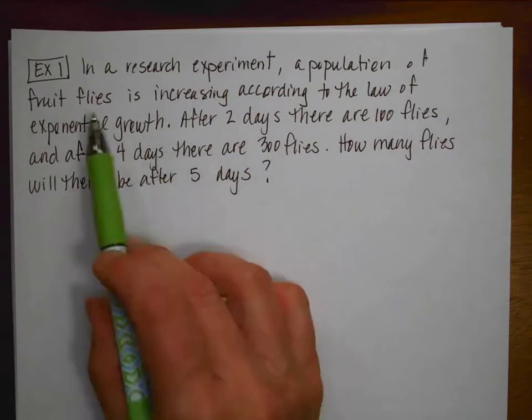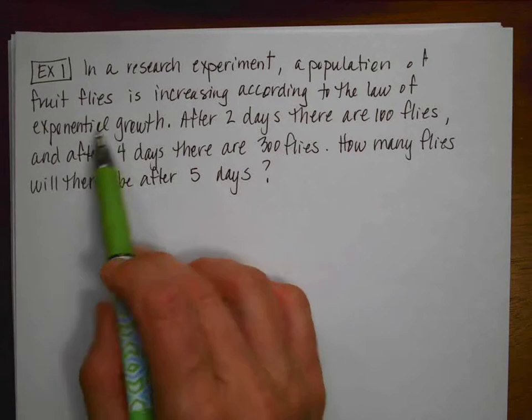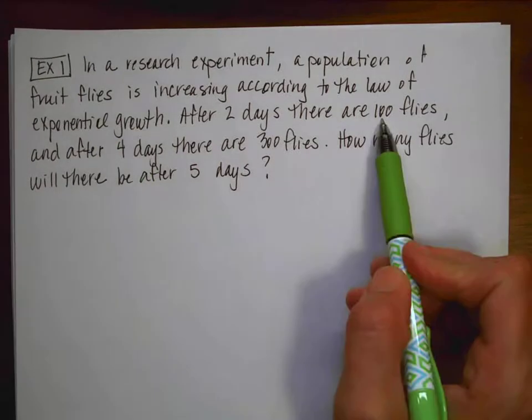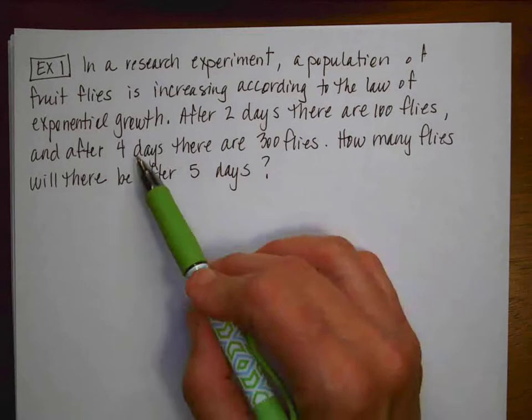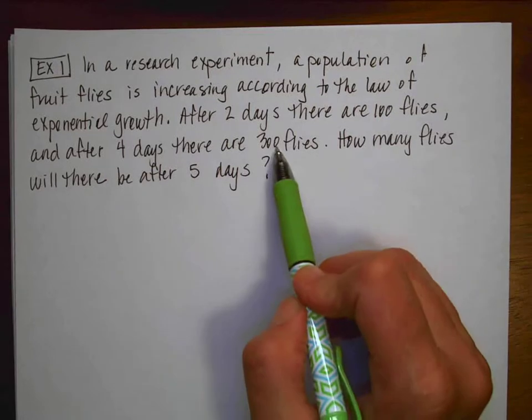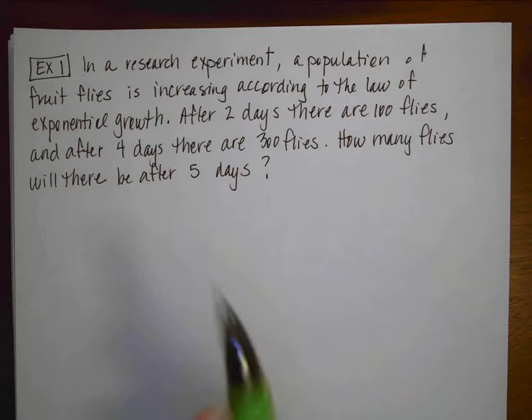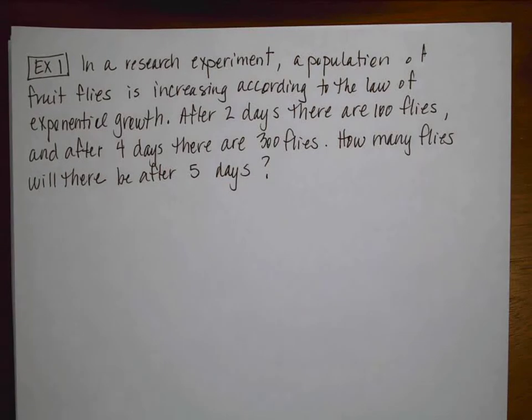In a research experiment, a population of fruit flies is increasing according to the laws of exponential growth. After 2 days, there are 100 flies. That's gross. And after 4 days, there are 300 flies. That's even more gross. How many flies will there be after 5 days?